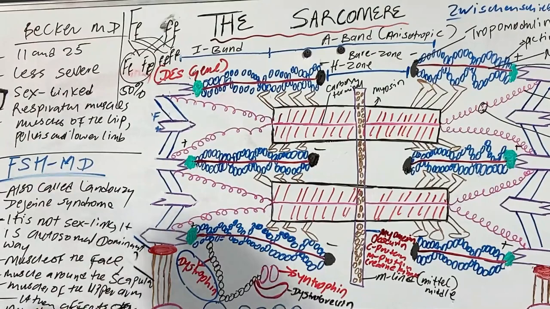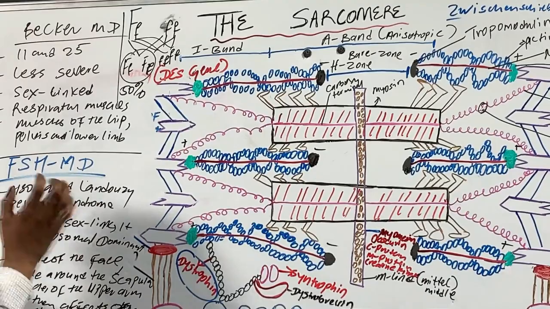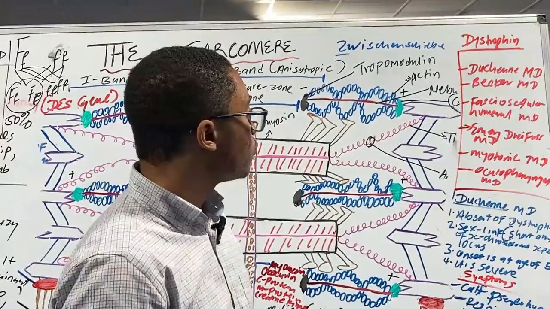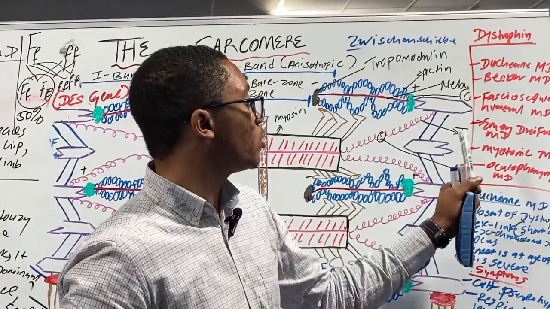So this is facioscapulohumeral muscular dystrophy. This is all we have to know about it. More information will be given under the videos in pathology. All right. So now, looking at the other muscular dystrophies, we can see myotonic muscular dystrophy, oculopharyngeal, and others.